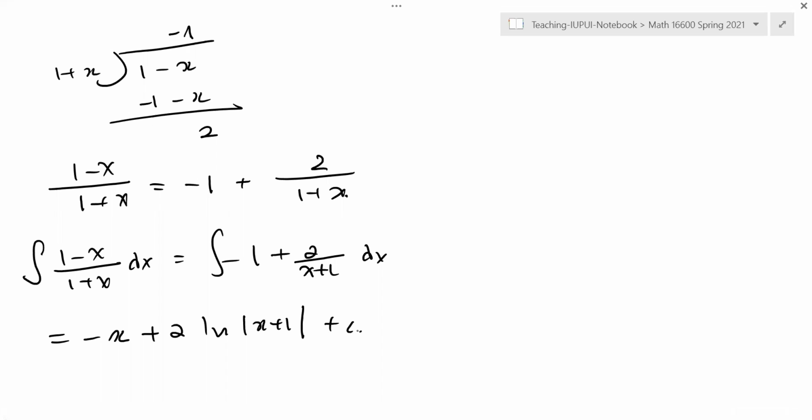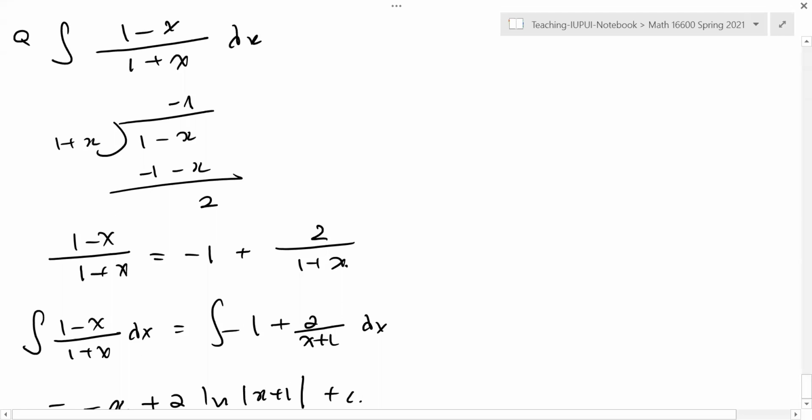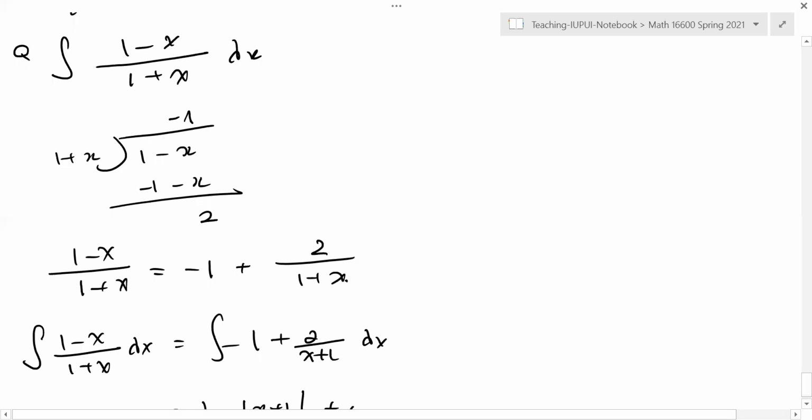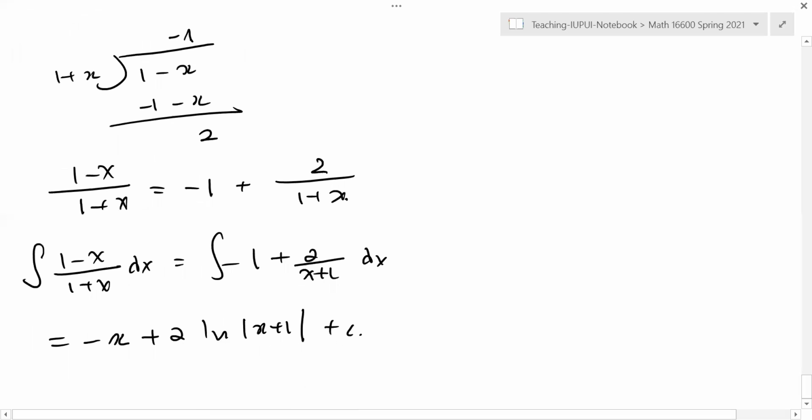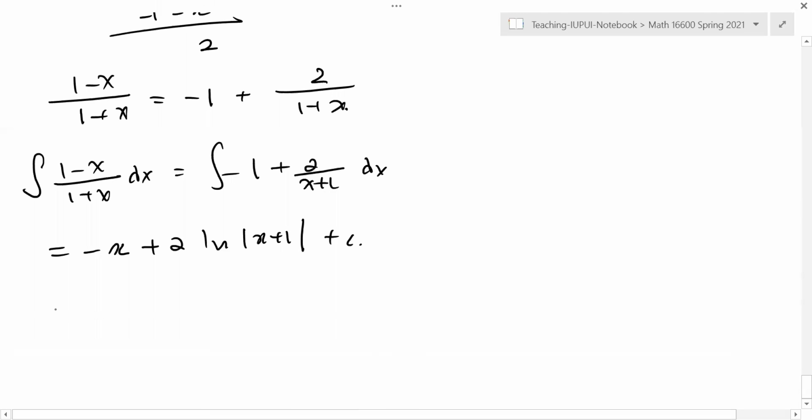You can also use the substitution. The substitution is a smart idea. If you let W be 1 plus x, you can express it as a sum of power functions.